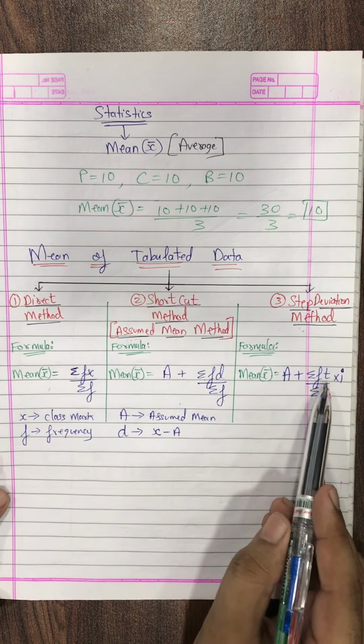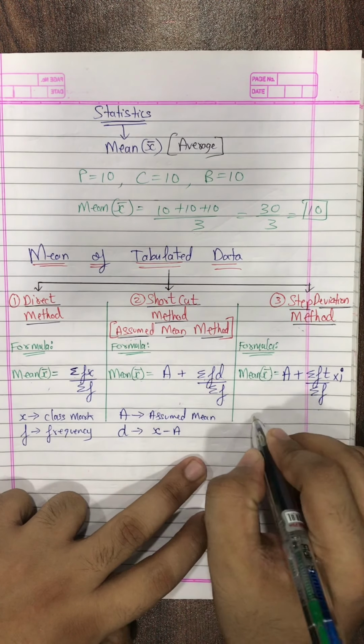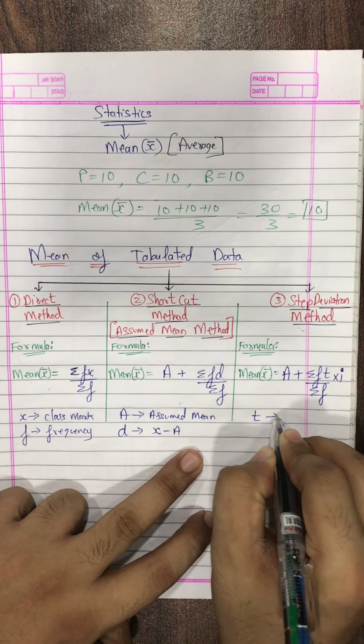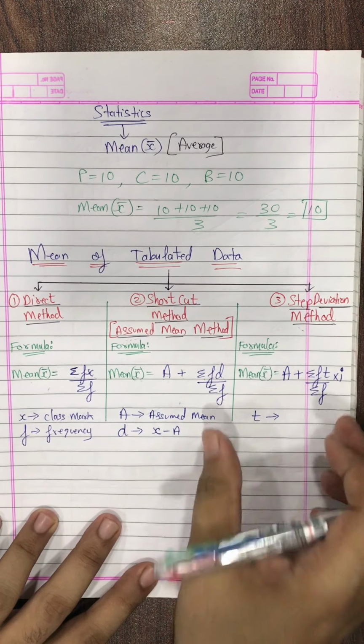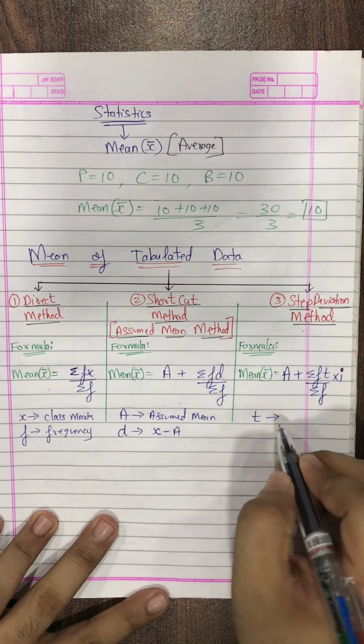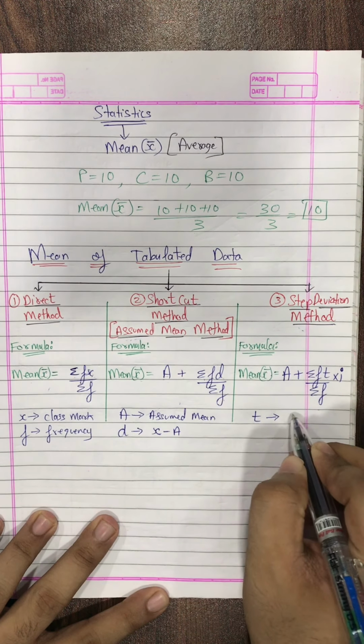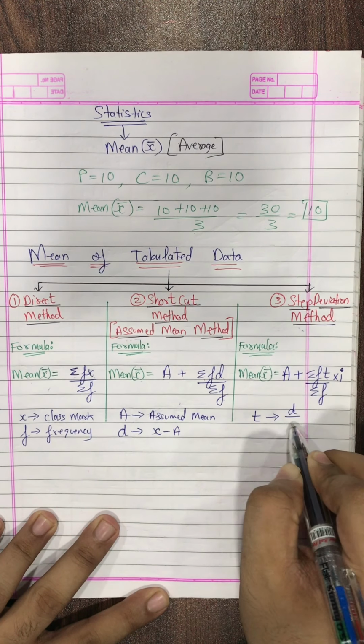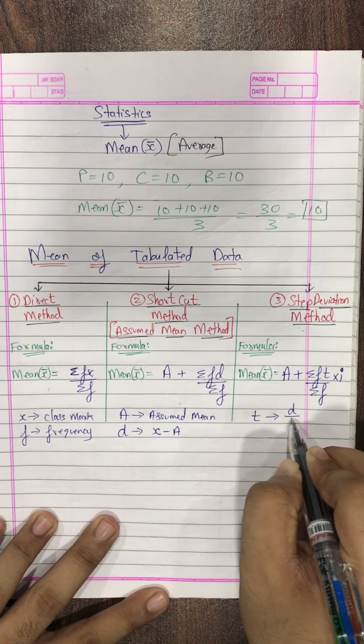Now the extra thing I wrote here is t. So what is this t? For now, just take this value. When we do it, I'll explain in detail. How to find t? t is small d upon i.